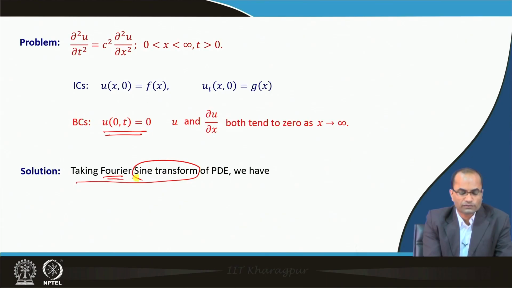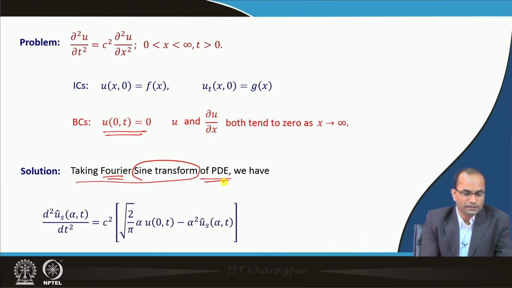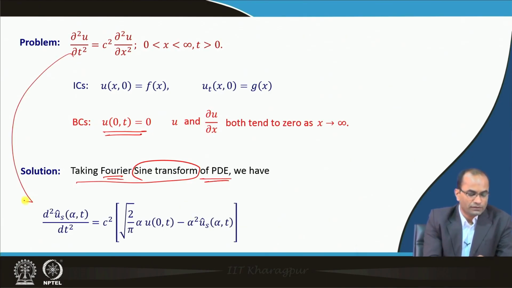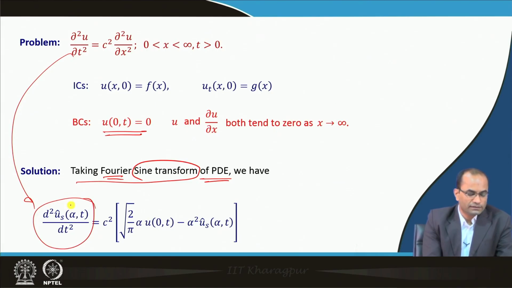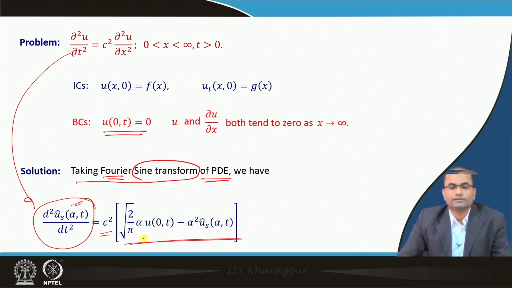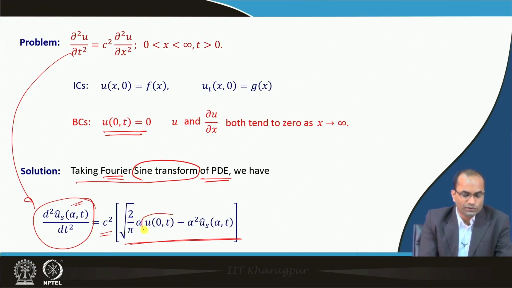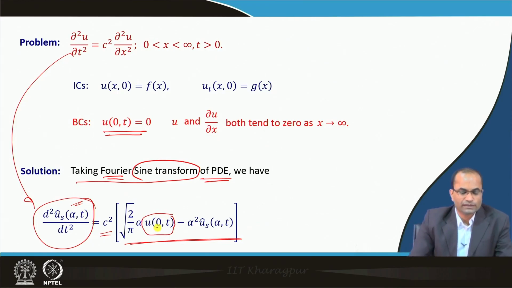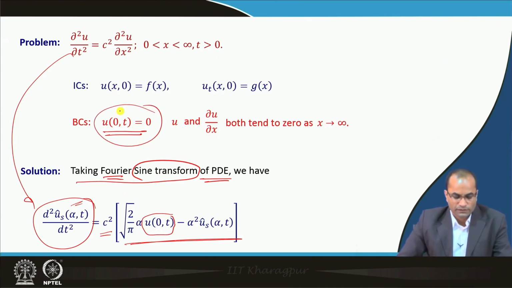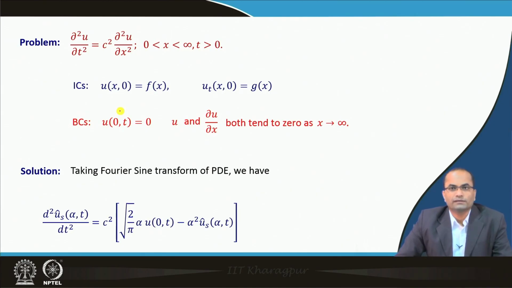So, taking the Fourier transform of this PDE, we have the second order term d 2 over dt square of u s alpha t, and on the right hand side we have c square times the expression from the derivative theorem we have just written here. And as we can see, u 0 t is sitting here at this place, which we can substitute directly from the information provided with the problem.